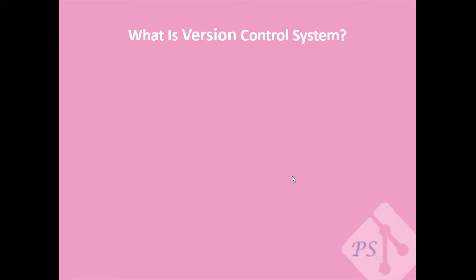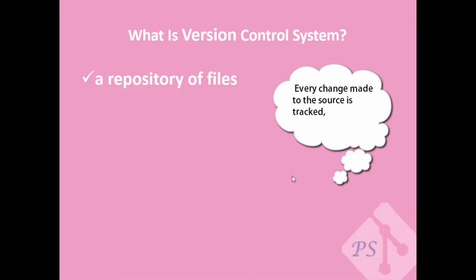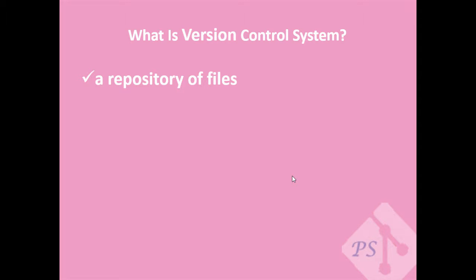What is a version control system? A version control system, also known as a revision control system, is a repository of files, often the files for the source code of computer programs, with monitored access. Every change made to the source is tracked, along with who made the change, why they made it, and the references to problem fixed or enhancements introduced by the change.